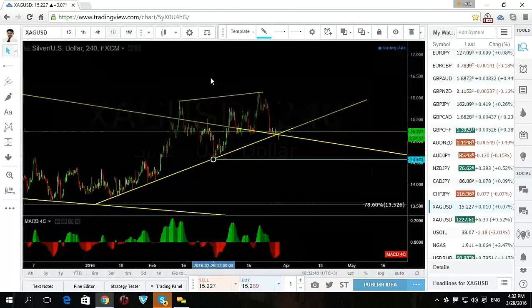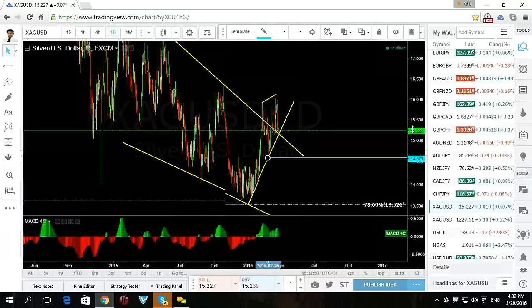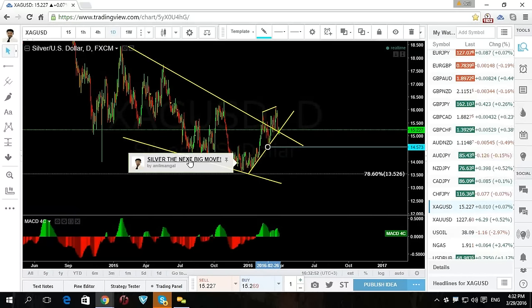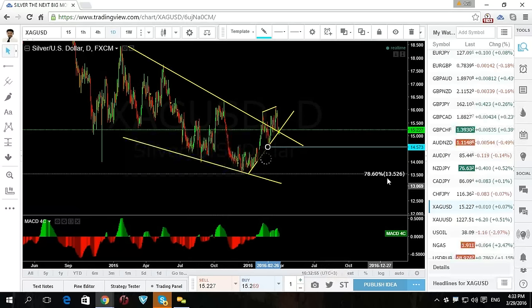Silver is always a good buy. If you've ever been with me for a long while, you remember this. Silver is always a good buy at this level.